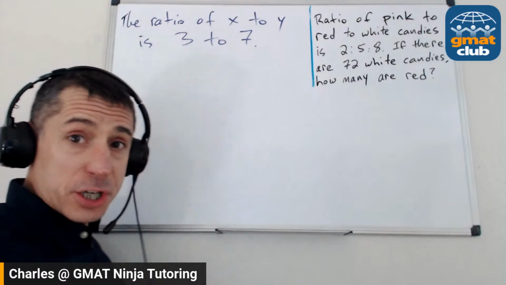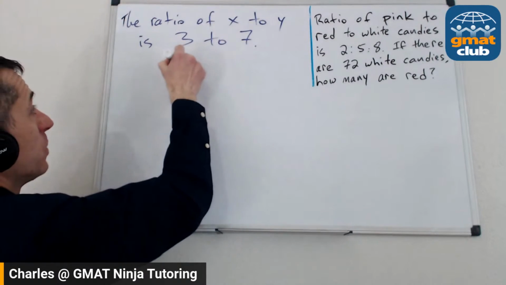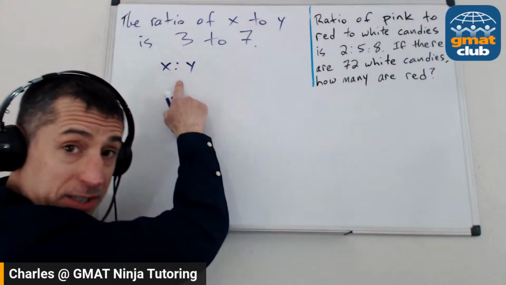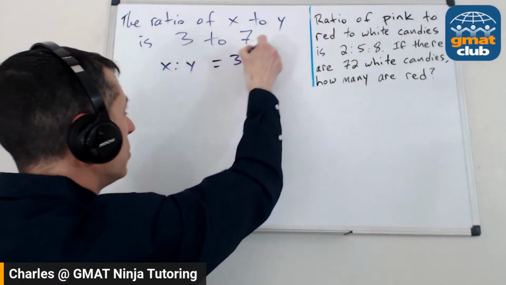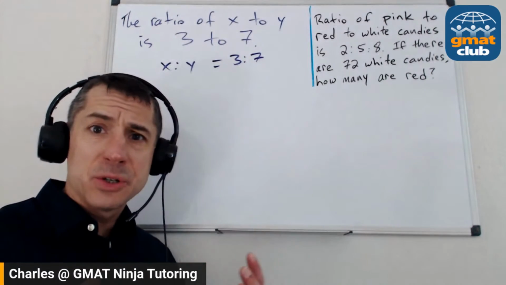You can think of a ratio as a fraction. A lot of people will say, we'll use colons here. That's what we often do in real life. X colon Y is equal to 3 colon 7.